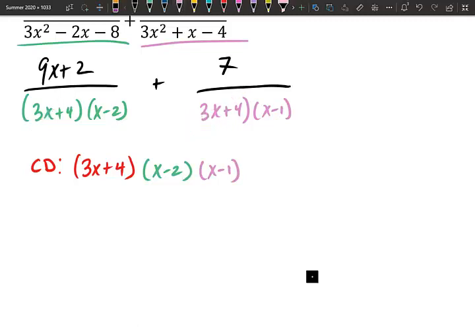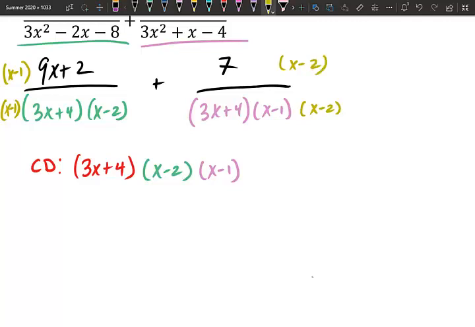So now we write what's missing. So if we look at our common denominator for the first one, 3x plus 4, x minus 2. What it's missing is x minus 1. To the right, we have 3x plus 4 and x minus 1. The only thing it's missing is x minus 2. Doing that gives us the common denominator.